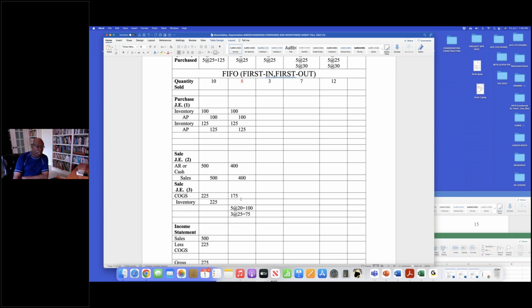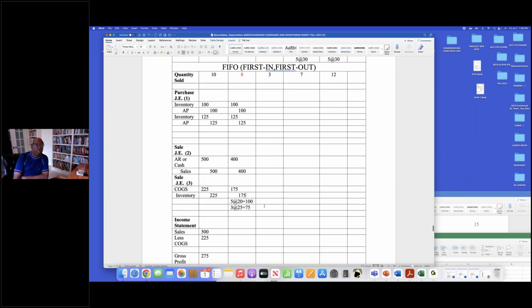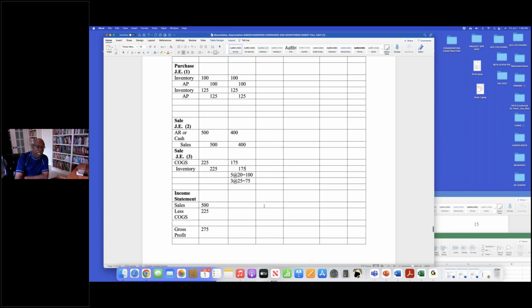And so therefore, what's our gross profit going to be? 400 in sales minus 175. And so our gross profit in this case is going to be what? 225. I guess that's right, 225.